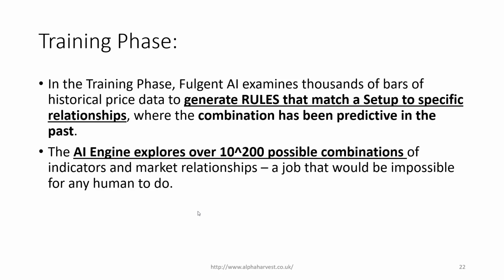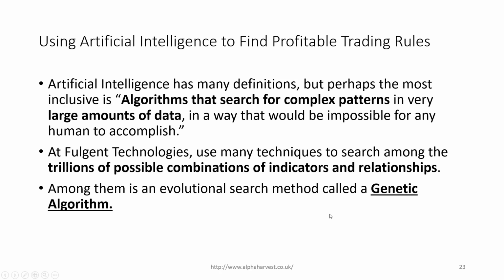Okay, the AI engine explores 10 to the power of 200 different possible combinations of indicators and market relationships. Now, this is a job that's just impossible for a human to do. Okay. Artificial intelligence has many definitions, but perhaps the most inclusive one is algorithms that search for complex patterns in very large amounts of data. Okay, and Fulgent Technologies, which is the main force behind the Fulgent engine, use many techniques to search among the trillions of possible combinations of indicators and relationships. And among them is an evolutionary search method called the genetic algorithm.